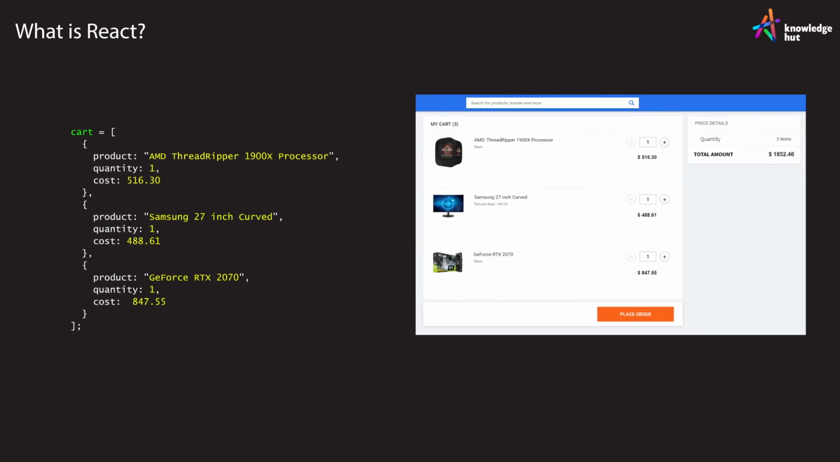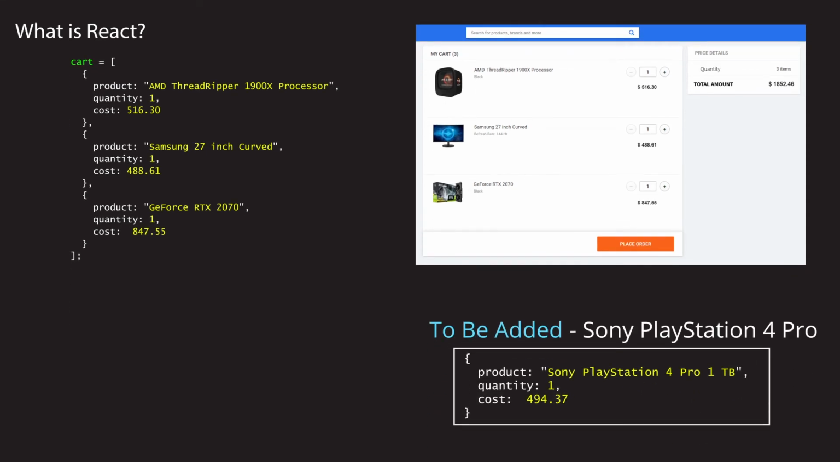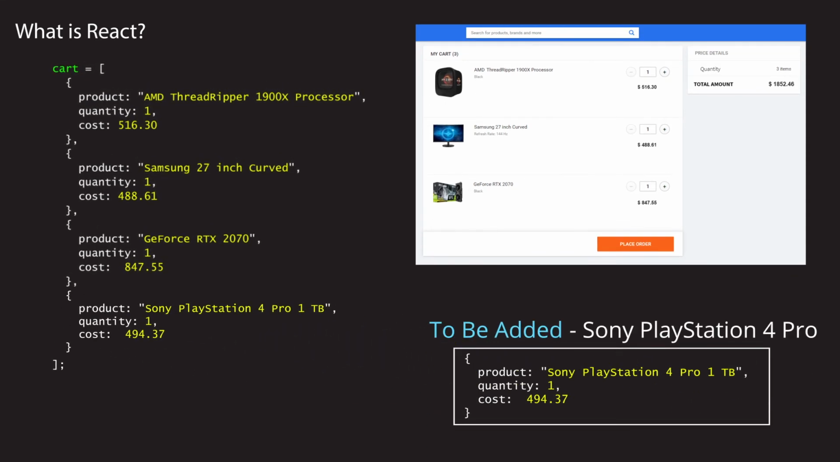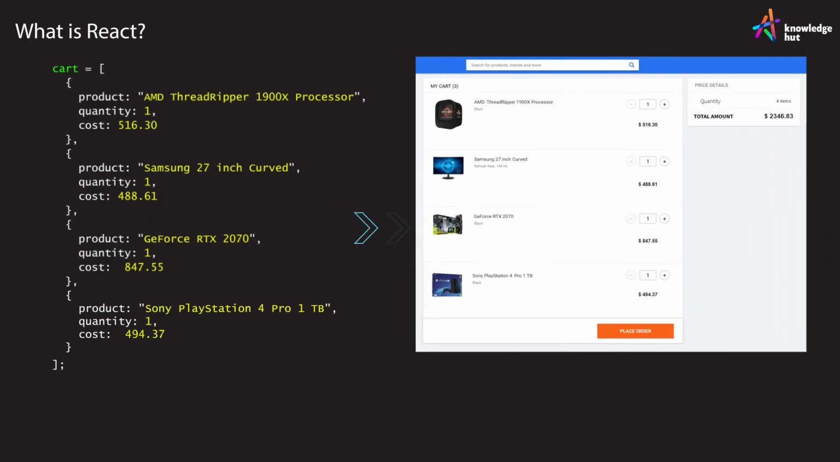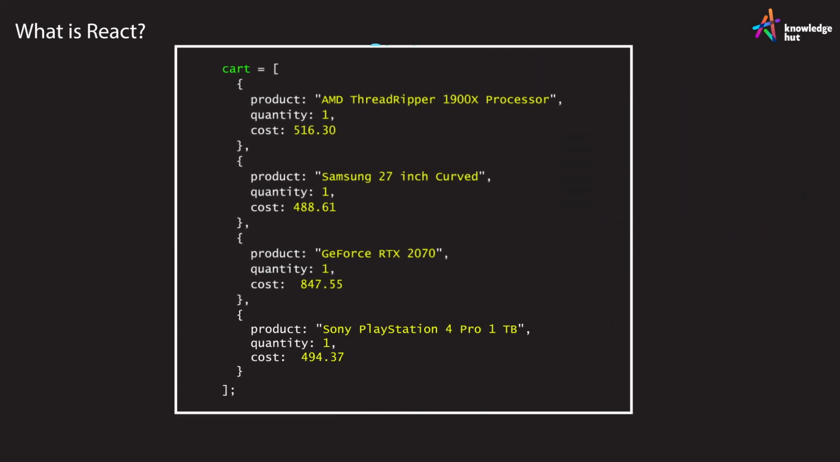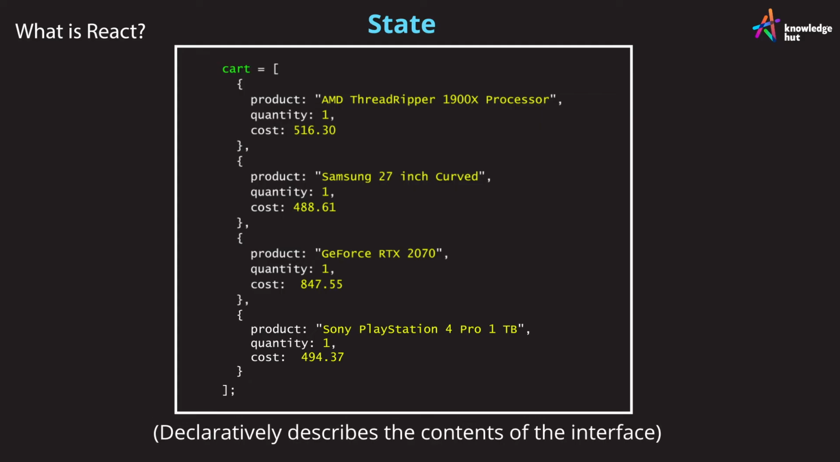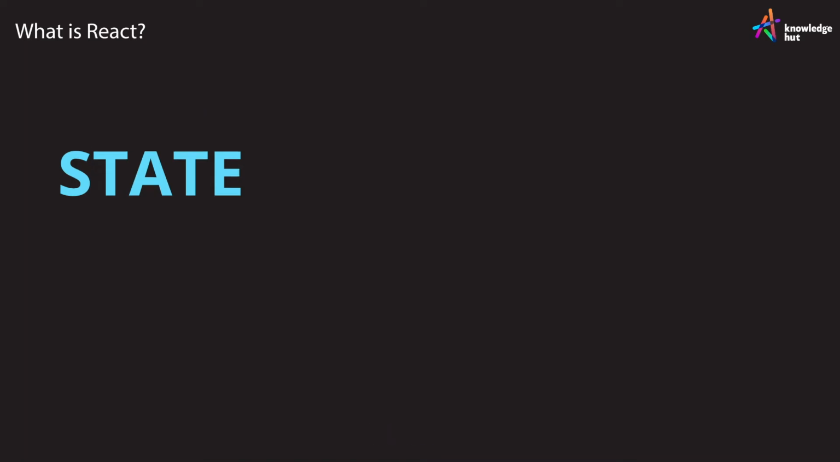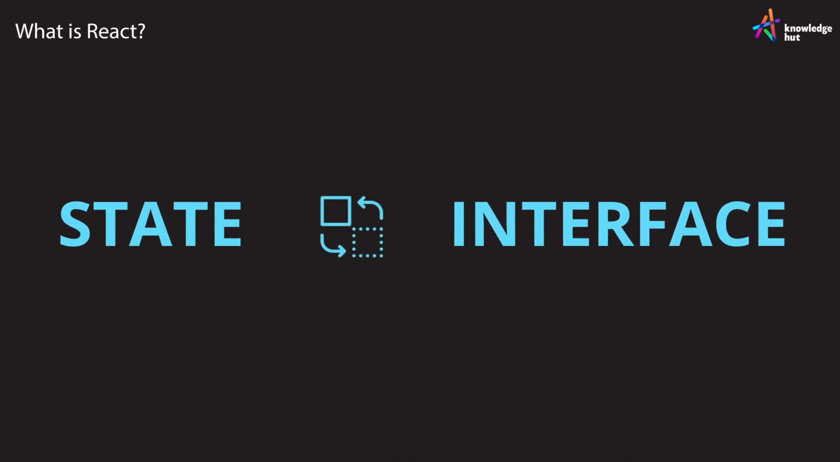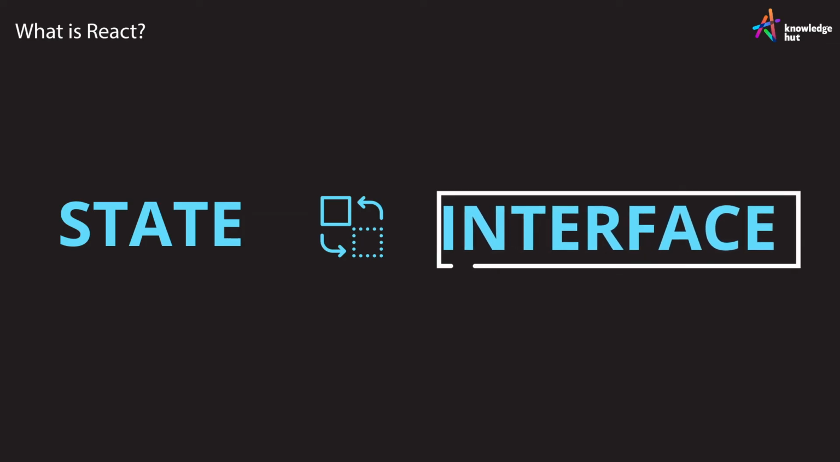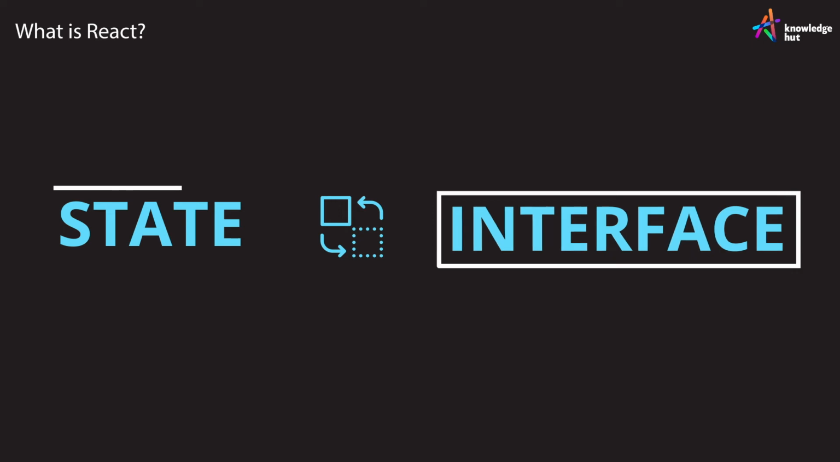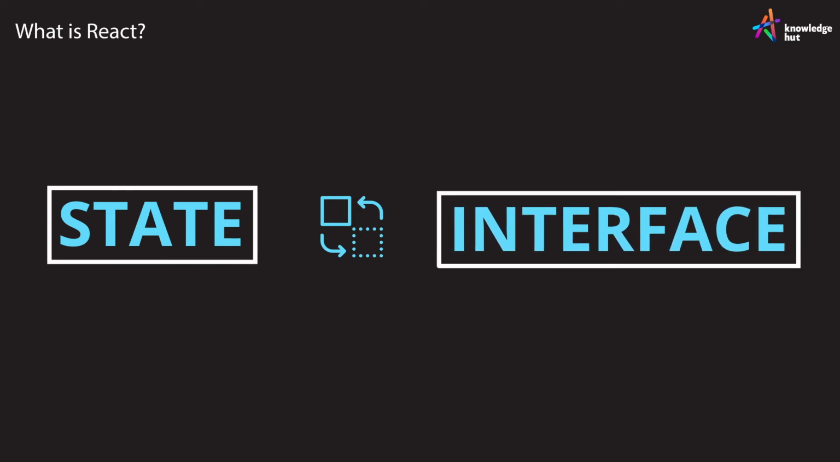Now, let's say we want to add another product. This should be as simple as adding the product to the array on the left. This should automatically update the UI on the right. Pretty simple, right? Let's call this data layer as state. React uses the concept of state, which essentially describes the contents of the interface. Whenever the state is changed, the interface automatically updates to reflect the change. You declaratively update the interface by simply updating the underlying state. Everything else is managed seamlessly by React.